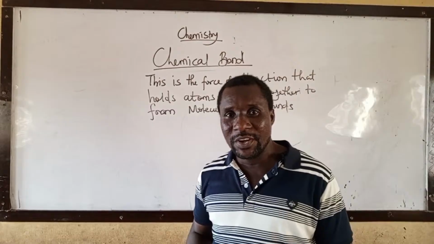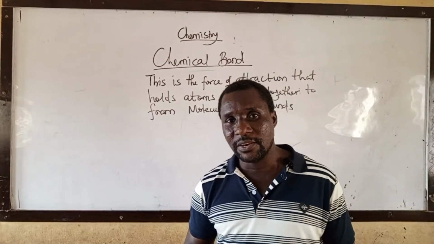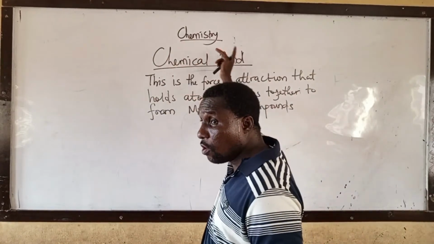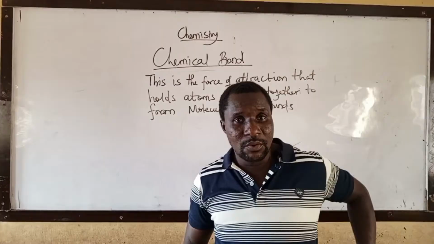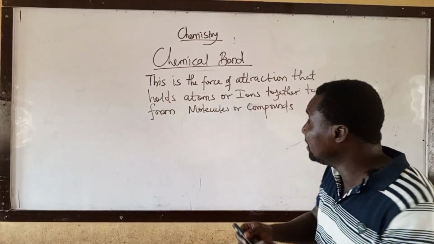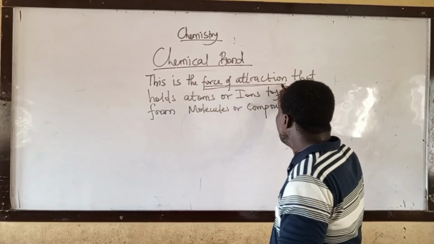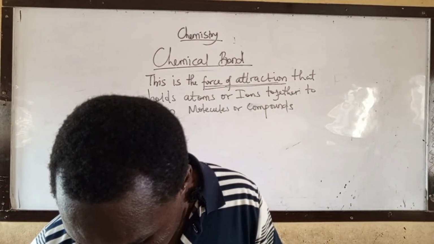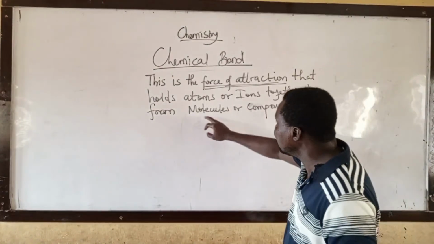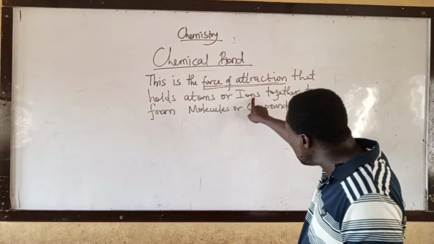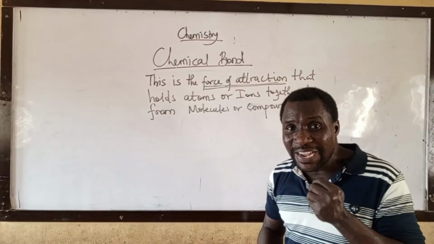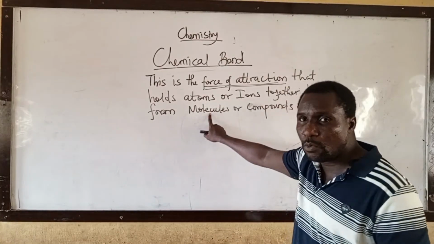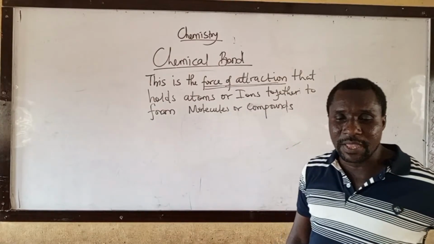Write it down. Whenever you hear the word chemical combination, in another word, they can call it chemical combination or chemical bonding. What is chemical bond? I said chemical bond is a force of attraction that holds atoms or ions together. What kind of force? Force of attraction. It holds ions together to form molecules or compounds. That is what a chemical bond is.